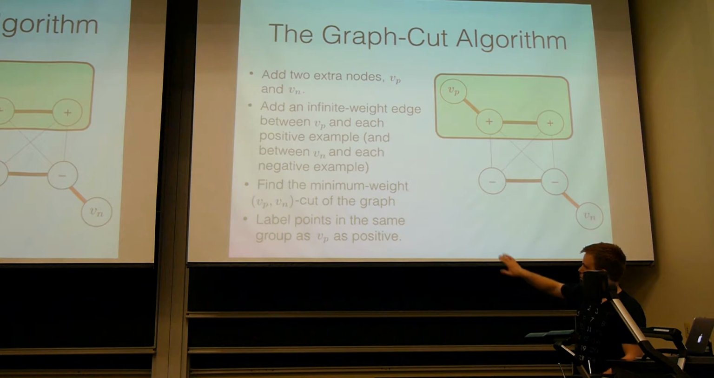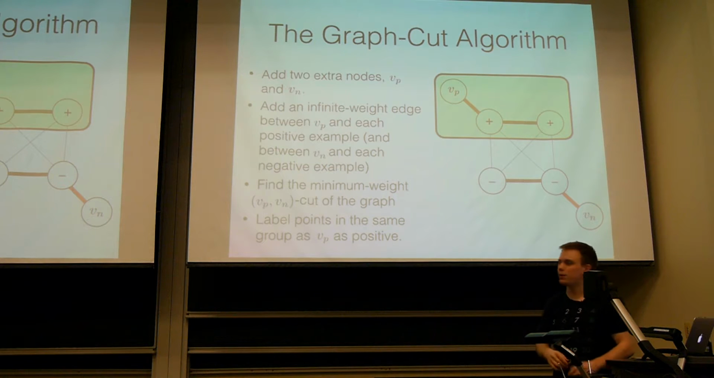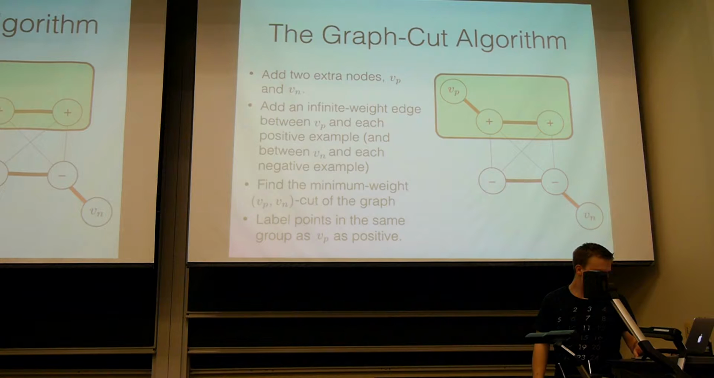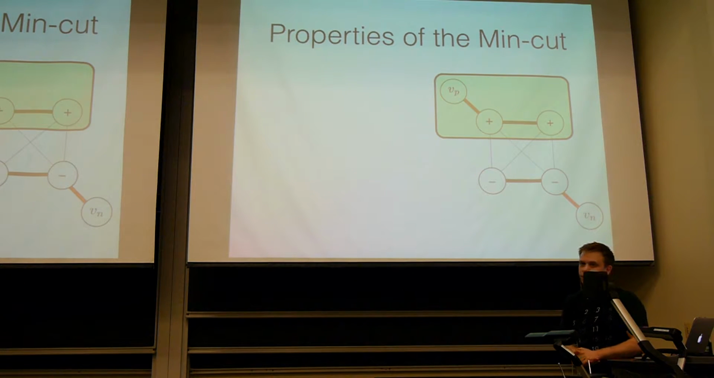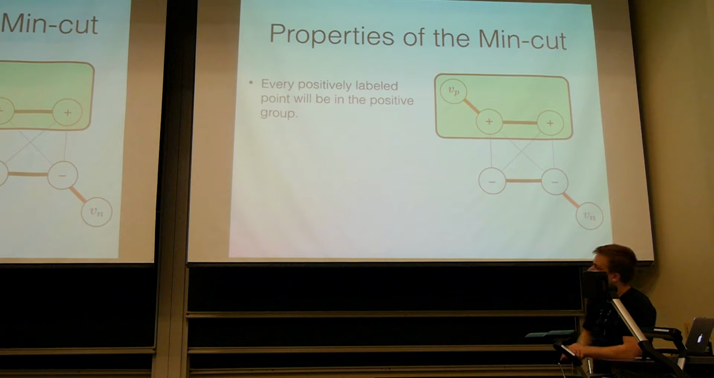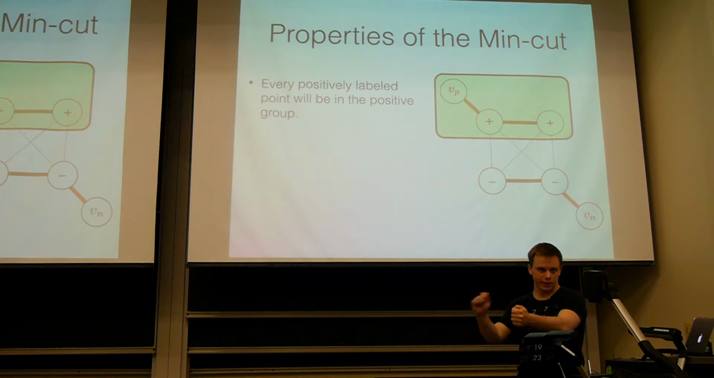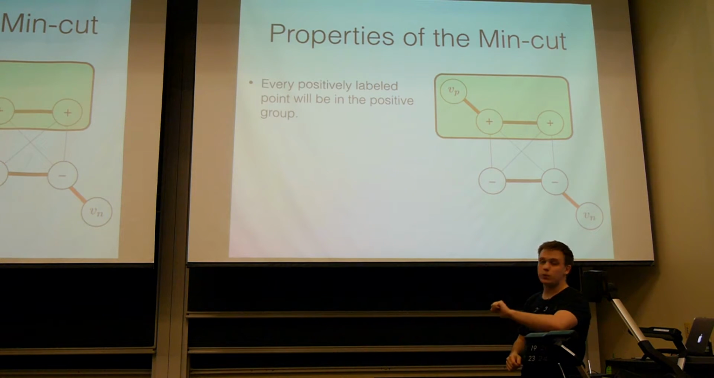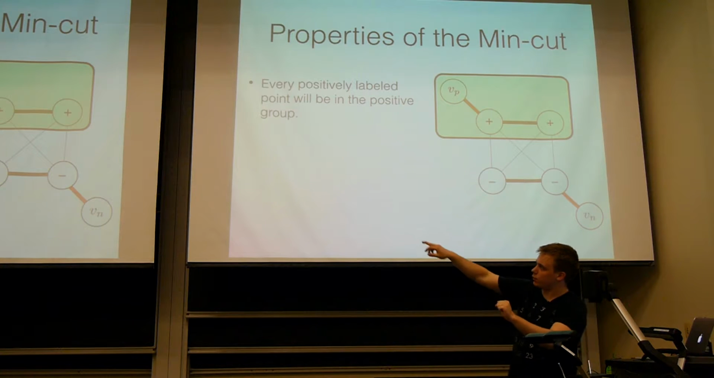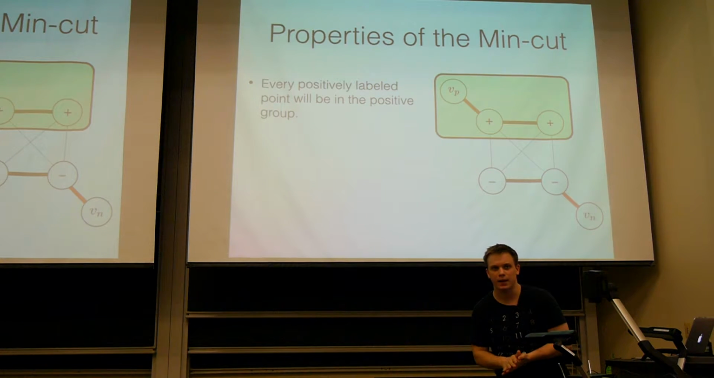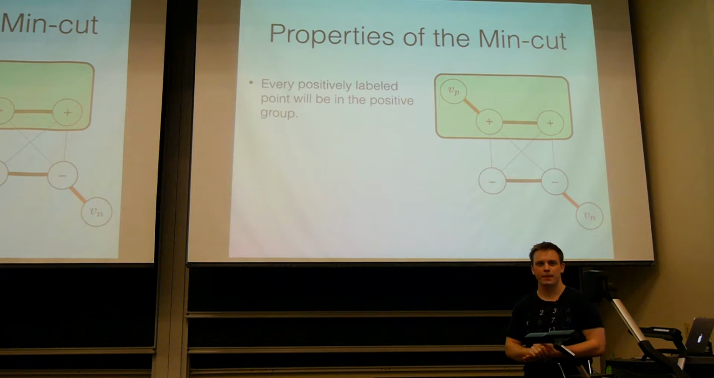For now, we're just going to suppose that you can actually find these minimum weight cuts efficiently. We're going to talk a little bit more about it later, but for now, there's a polynomial time algorithm to do it. But we can talk about the properties of the minimum cut of this graph. The first one that I claim is that every positively labeled point, meaning the points that had some original labels before we filled in the unlabeled ones, will be in the same group as VP. Do you guys see why?